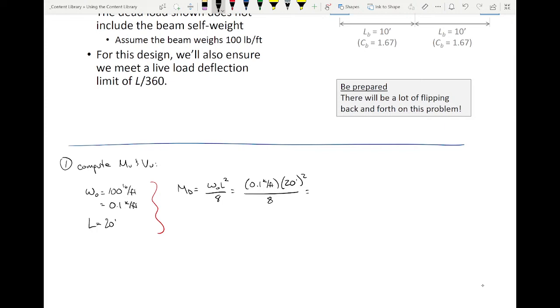So 20 times 20 is 400 times 0.1 is 40 over 8 is 5. That's 5 foot kips. And then VD is WL over 2. So 20 over 2 is 10, is 1 kip.